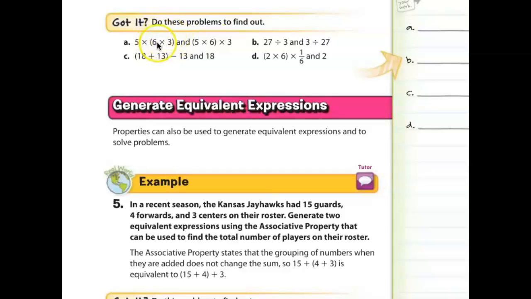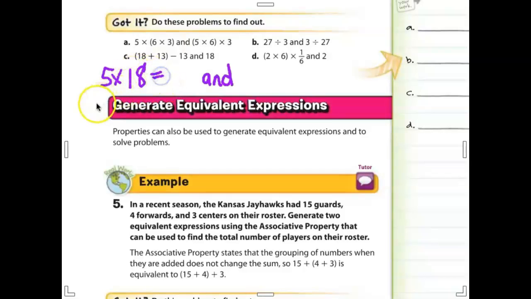Okay, so this first one we do parentheses first. What is 6 times 3? Okay, if you said 18, you are correct. Now what I need you to do is evaluate or solve what 18 times 5 is. Go ahead and do that for me. Okay, if you said 90, you are correct.